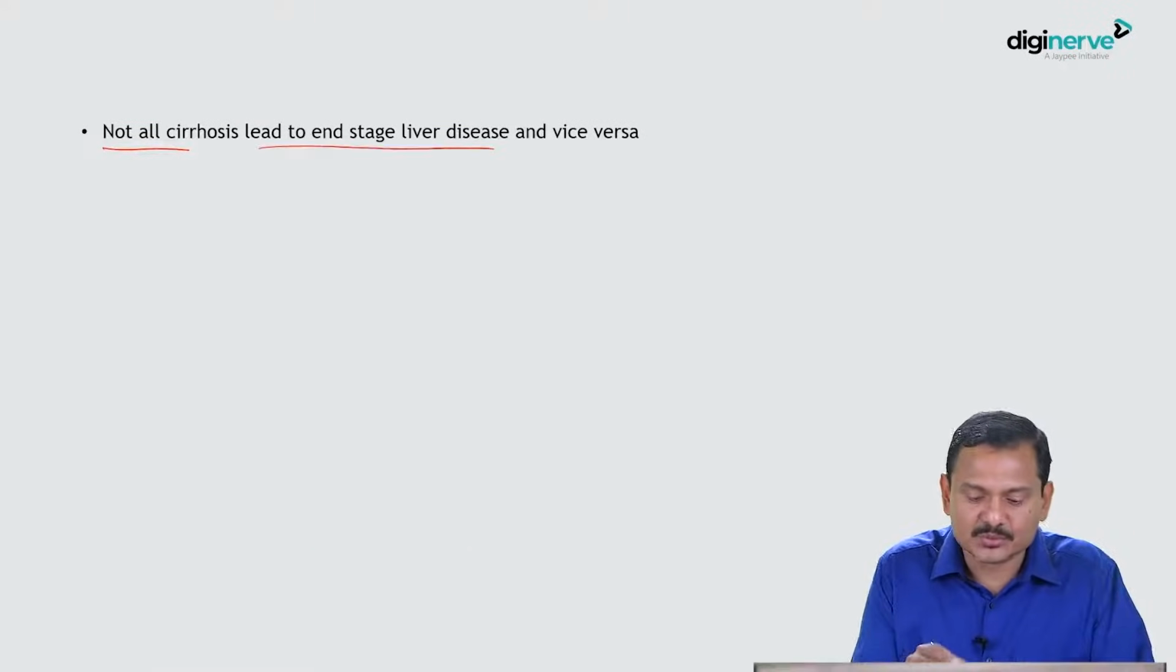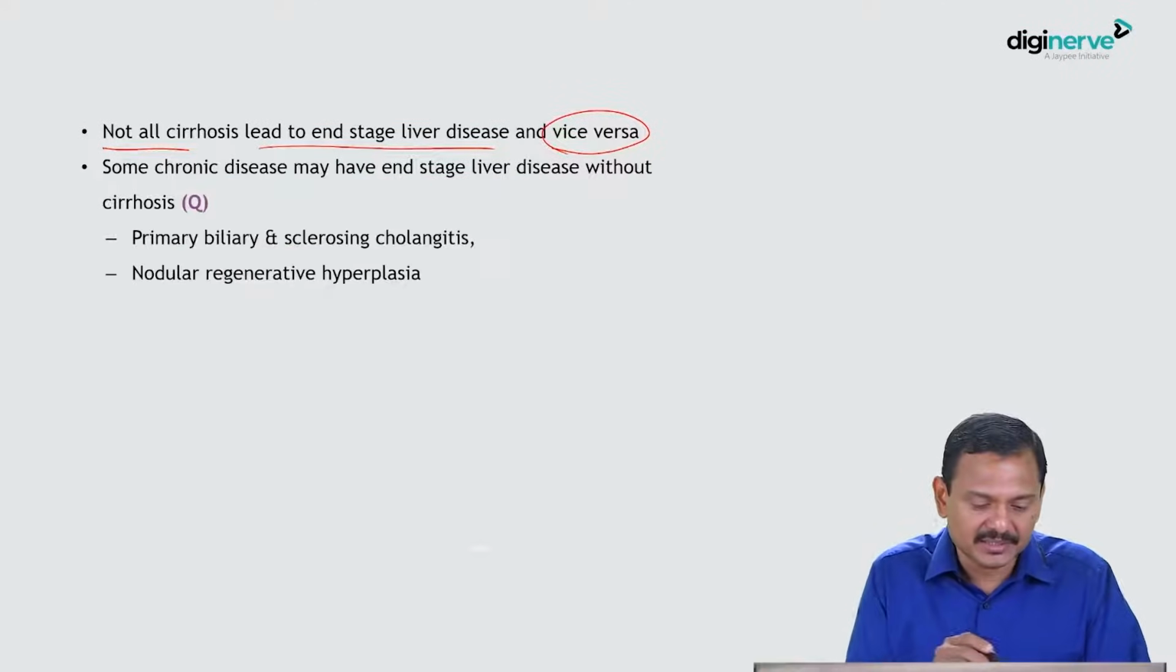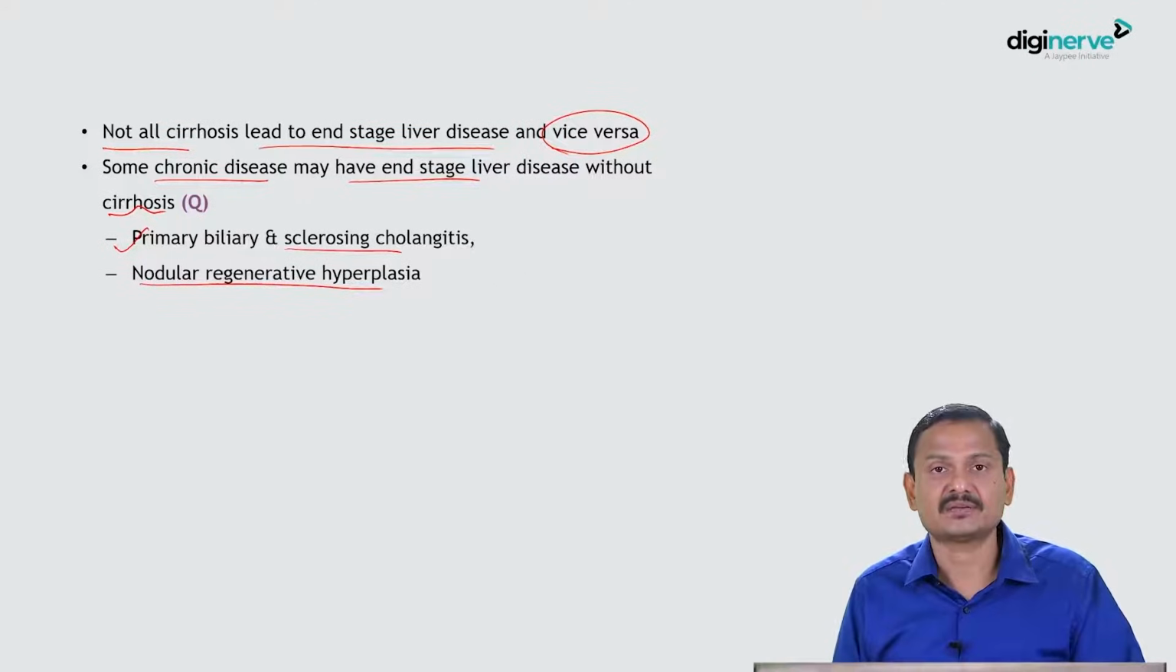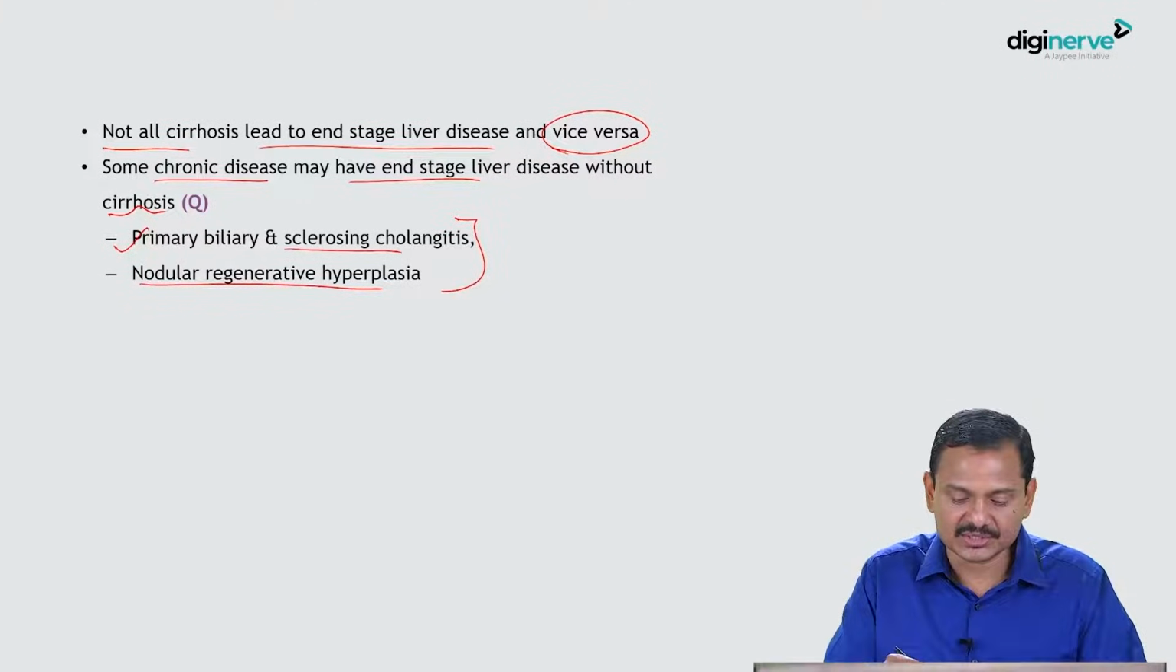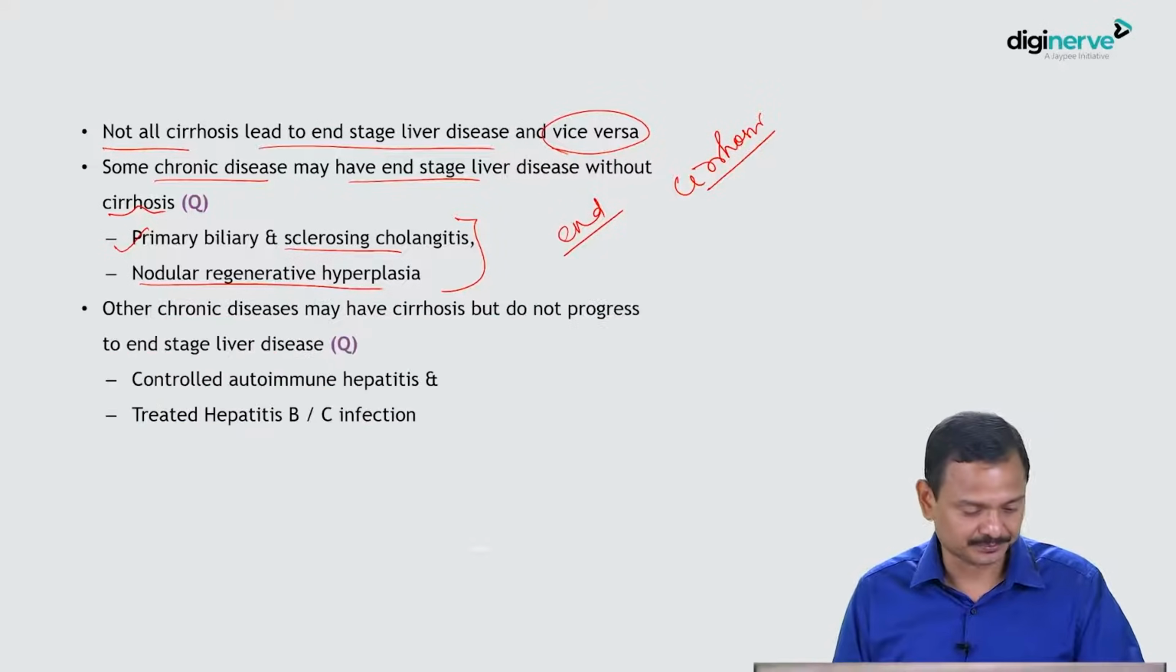The other important point about cirrhosis is that not all cirrhosis leads to end-stage liver disease and vice versa. Now, what does that mean? Some chronic diseases will go to end stage without having cirrhosis, like primary biliary cholangitis and primary sclerosing cholangitis, as well as nodular regenerative hyperplasia. In these conditions, the liver will not be functioning properly, but there will be no morphological features of cirrhosis.